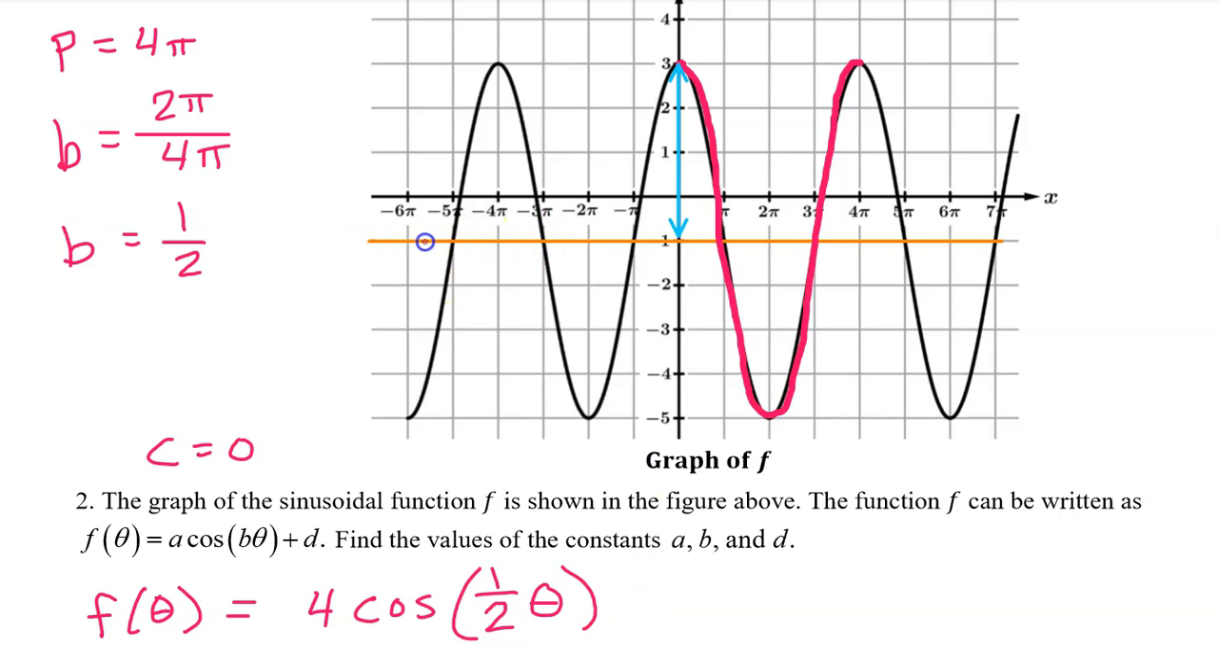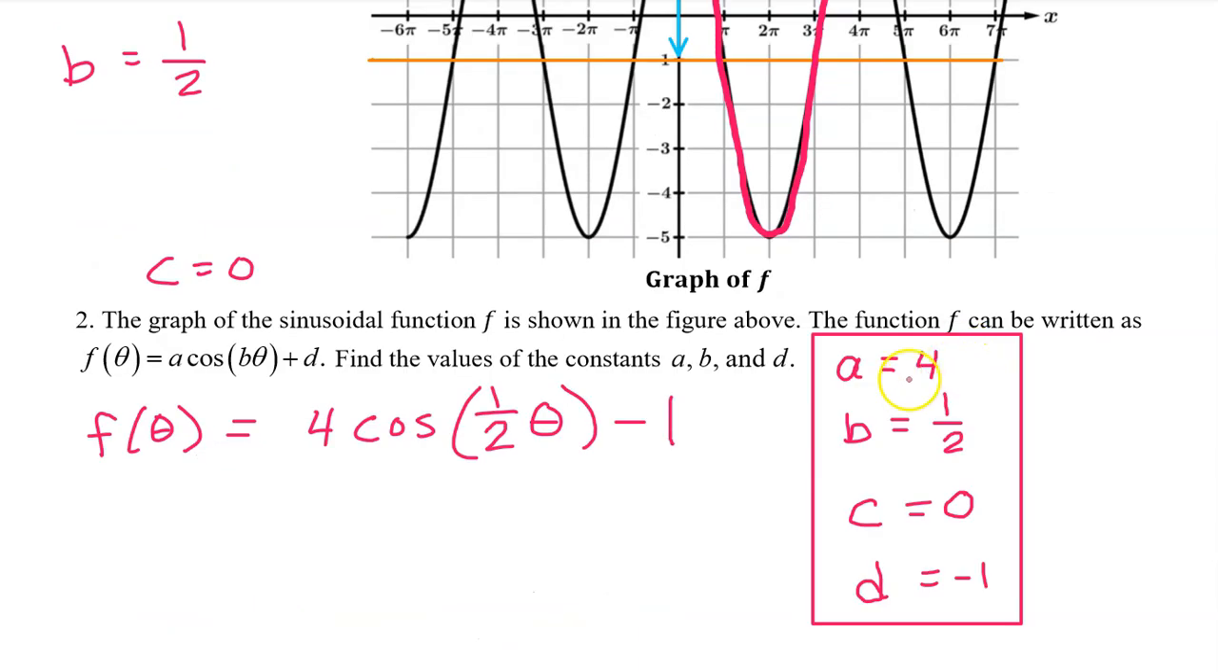The d value corresponds to the midline. Since the midline is at y equals negative 1, the d value is negative 1. You can record your final answer like this, or leave it like this.